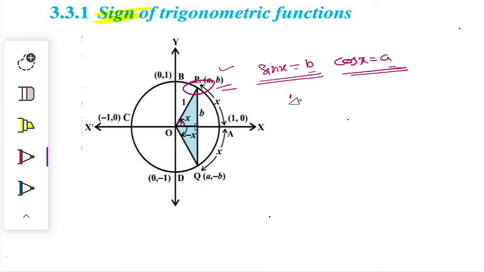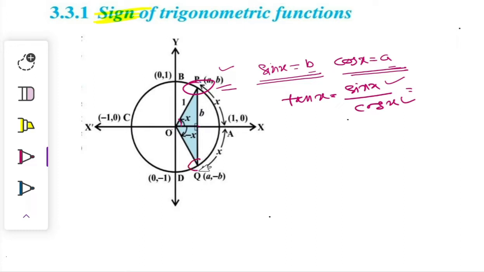Obviously, you know that tan x equals sin x by cos x. If sin x is positive and cos x is positive, then tan will be positive. Therefore, in the first quadrant, sin, cos and tan are positive. The rest are the reciprocals of these functions. Therefore, all the trigonometric functions in the first quadrant are positive.